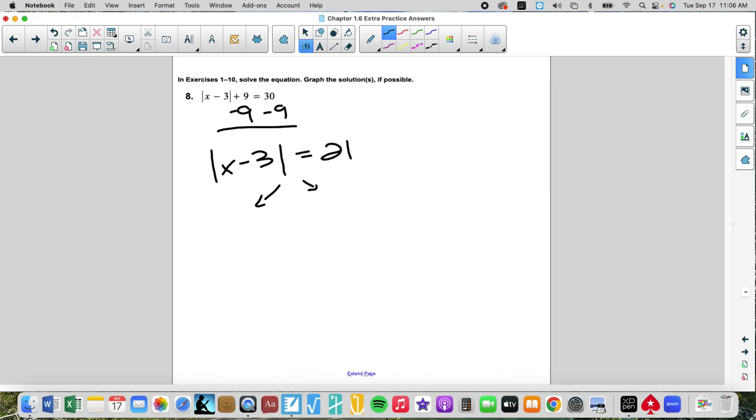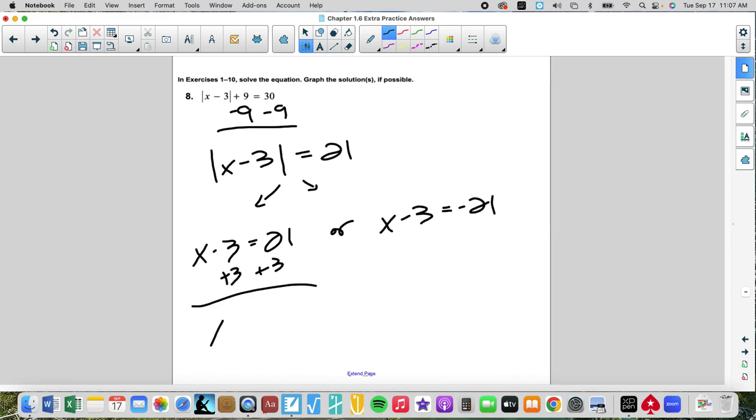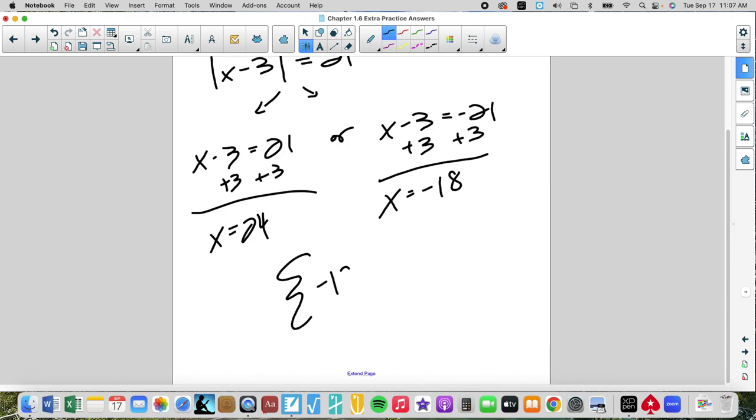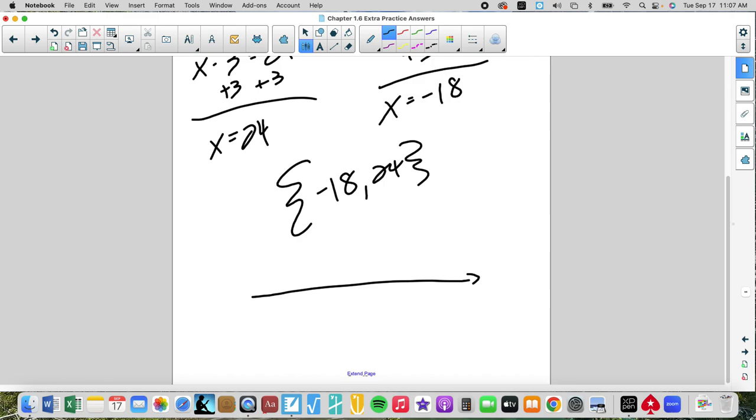We have this statement. We have x minus 3 equals 21, or x minus 3 equals negative 21. We'll add 3, x equals 24, add 3, x equals negative 18. Oh, almost made a mistake there, negative 18. So my solutions are negative 18 and 24. If we did have to graph it, we would do this. Negative 18, 0, 24, and you put a dot over both of those.